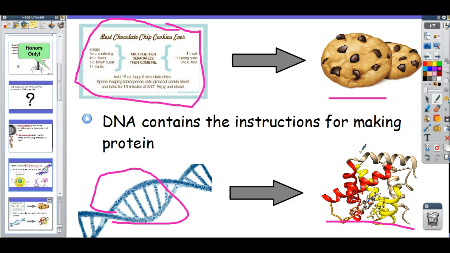Yesterday, we talked about how there's different types of proteins. There are proteins that help form structures in your body. There are proteins that help transport things. There's proteins that help make up blood and your muscles and hormones and enzymes. So lots of different types of proteins.